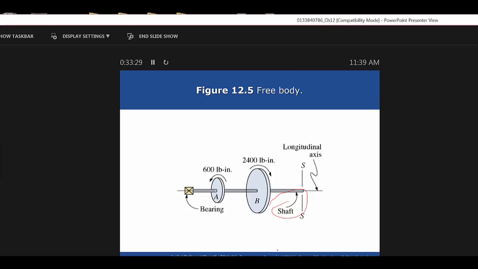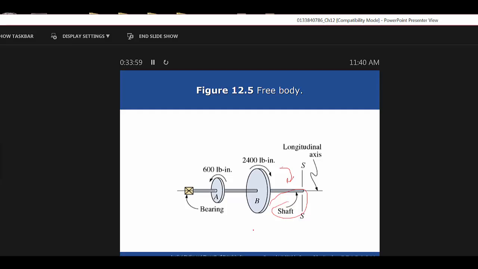Remember, the torque in the shaft has to resist the torque that's being applied externally. And if that's the case, this 2,400 is beating the 600 all to pieces. So there's 1,800 pounds-inches going this way externally. So internally, it has to go the opposite direction. Okay? Al, you're looking at me like you're not sure about that.